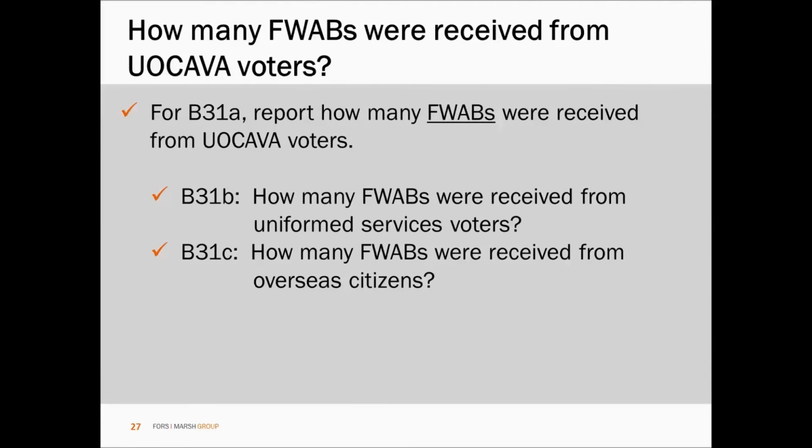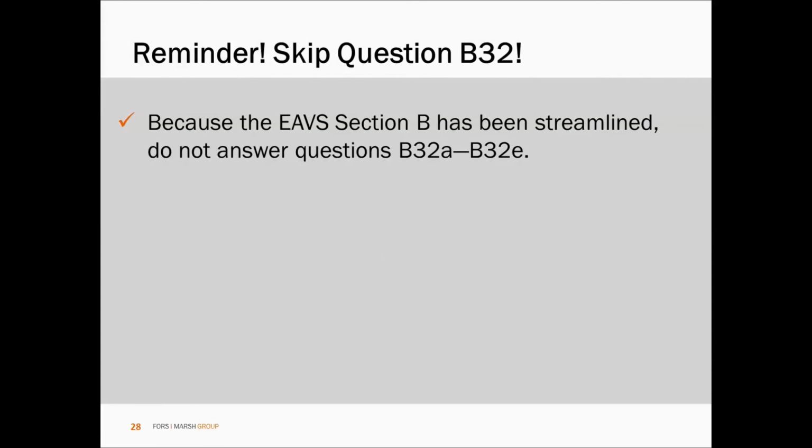For question 31, we're now entering into the questions that relate to federal write-in absentee ballots, or FWABs. So B31 is how many FWABs were received into your office from UOCAVA voters, and you're going to break this out by voters who are uniformed services voters and by overseas citizens. You can skip question B32 because of the streamlining of the EAVS.